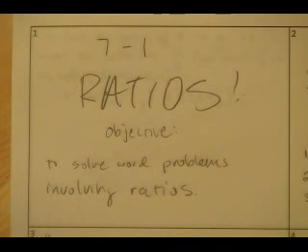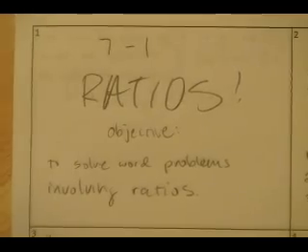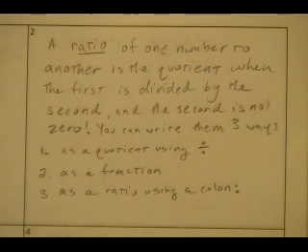Objective: to solve problems involving ratio. What's a ratio? Well, a ratio of one number to another is the quotient when the first is divided by the second, and the second is not zero. Remember, peeps, you can never divide by zero.